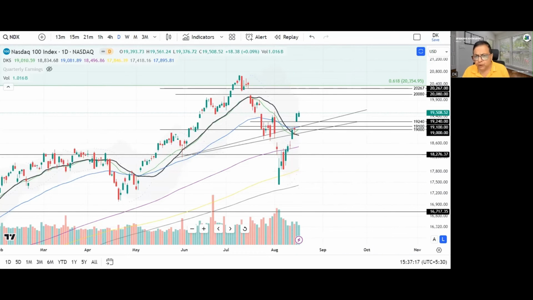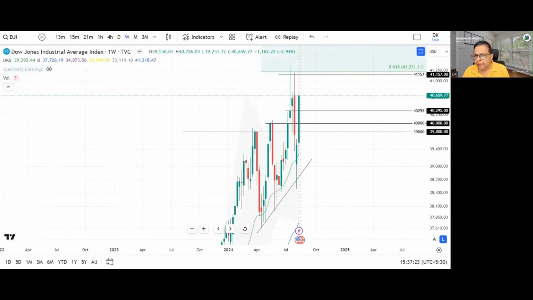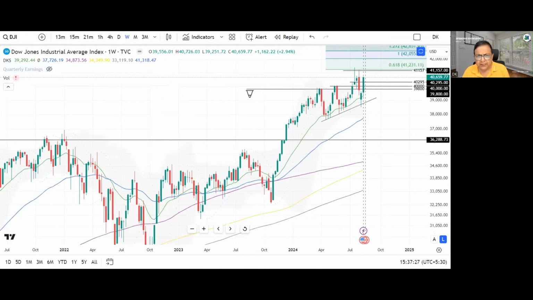Now let us move to the price chart of Dow Jones Industrial Average Index. Let us first go to the weekly price chart. This is the weekly price chart. Here too we can see this index in the last week closed at 40,659.77 and hence it was bullish by 2.94% on a week-to-week basis.